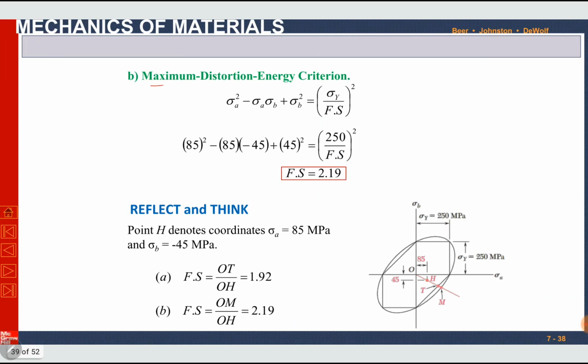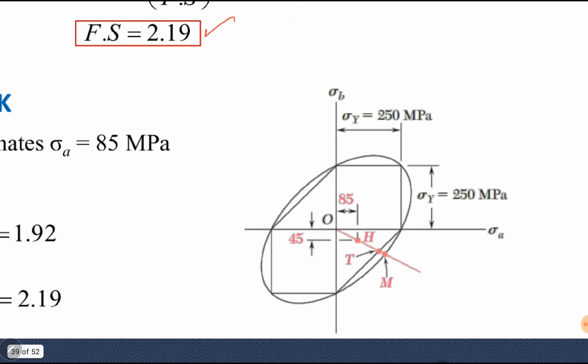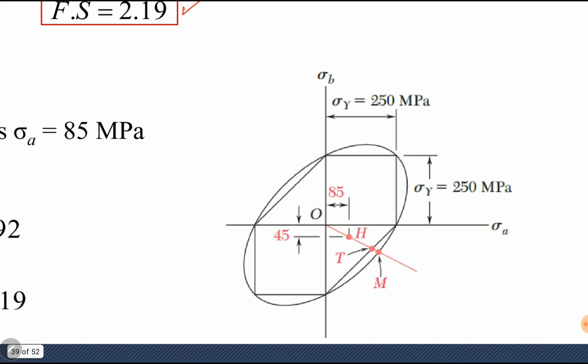Using the maximum distortion energy criteria, we have its expression. We have all the values, sigma A, sigma B and sigma Y. We can calculate the factor of safety. Graphically, we can verify it or we can calculate again by drawing the envelopes here. We know the outer envelope, the ellipse, is for the maximum distortion energy criteria. The inner one is for the Tresca criteria or maximum shearing stress criteria. So this is 0, 0.